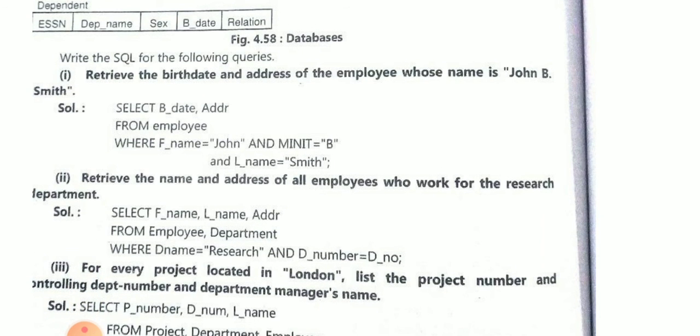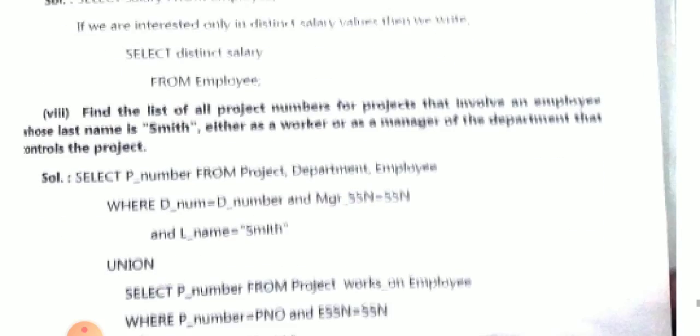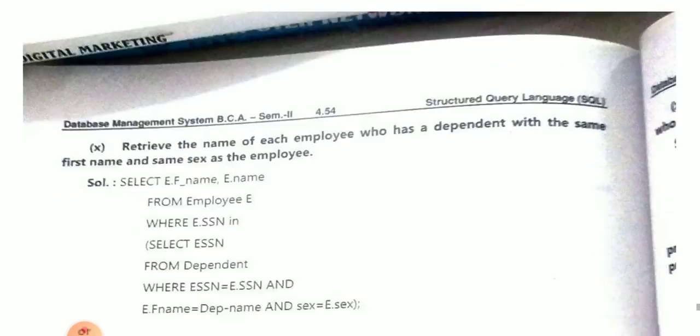Now consider the following database: retrieve the birth date and address of John B. Then: select B date, address from employee where F name is equal to John and minit is equal to B. This is all about SQL, structured query language.